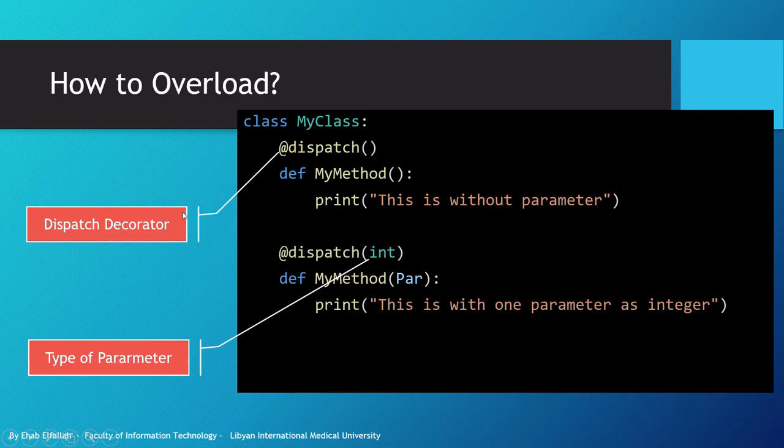So how do we do that in Python? We have to use the dispatch decorator. This is the decorator that says this is overloading in Python. And if I want to pass a parameter, I have to put the type of the parameter inside the dispatch decorator. In order to tell Python that when the user passes one integer parameter, it should call this method, not that method. This is how to write overloading in Python.